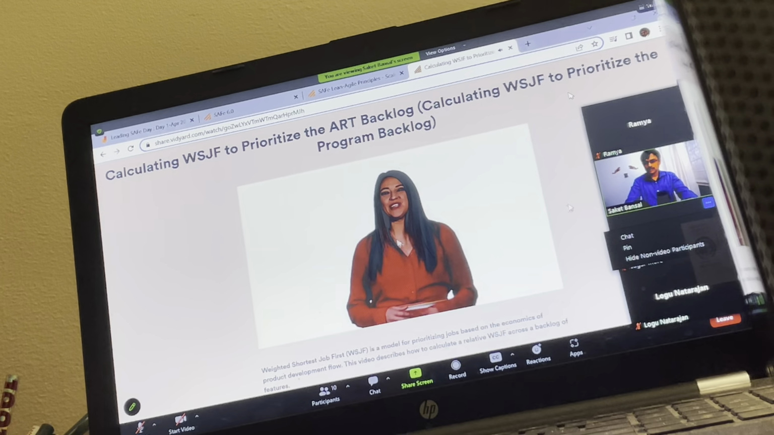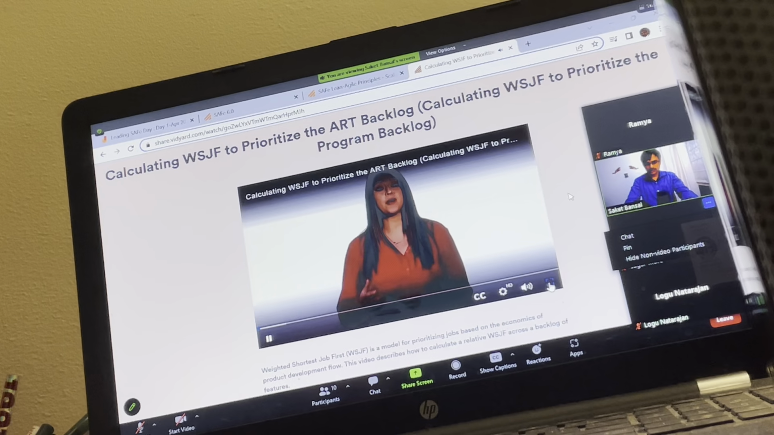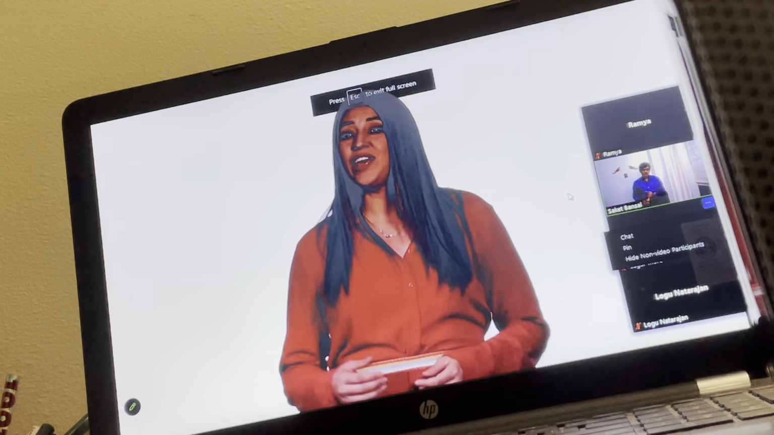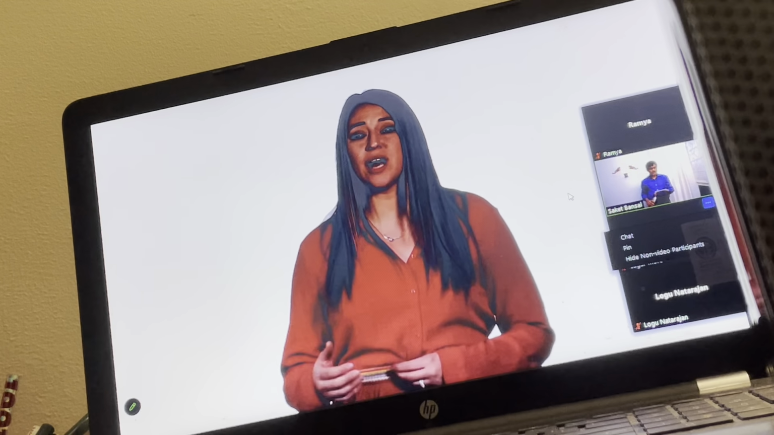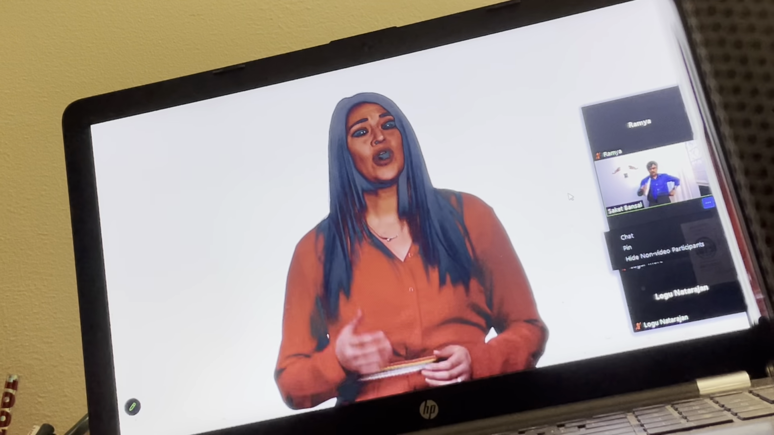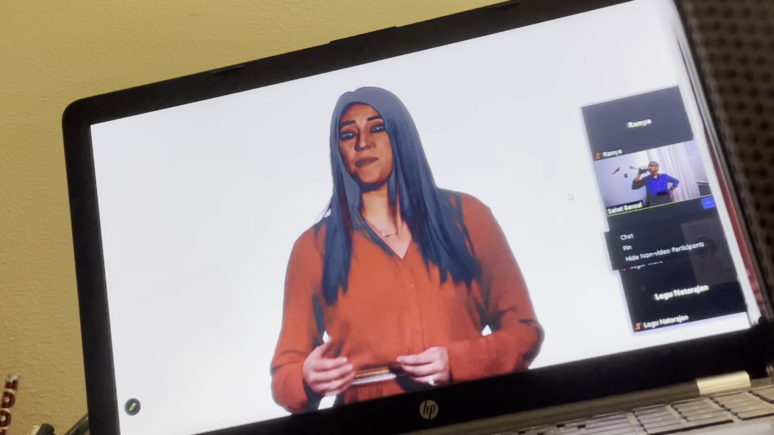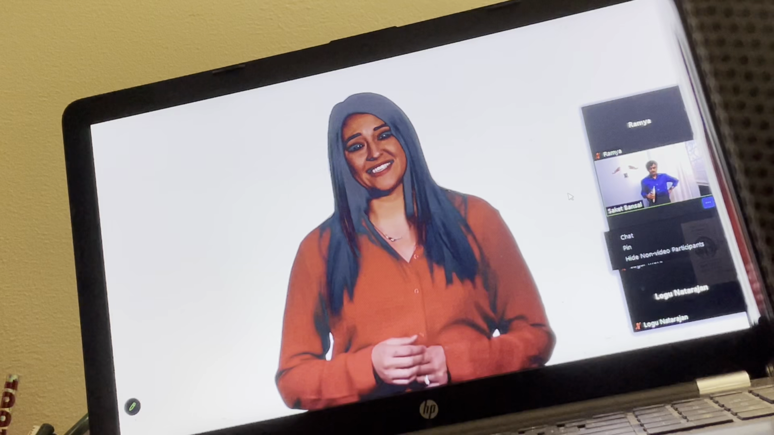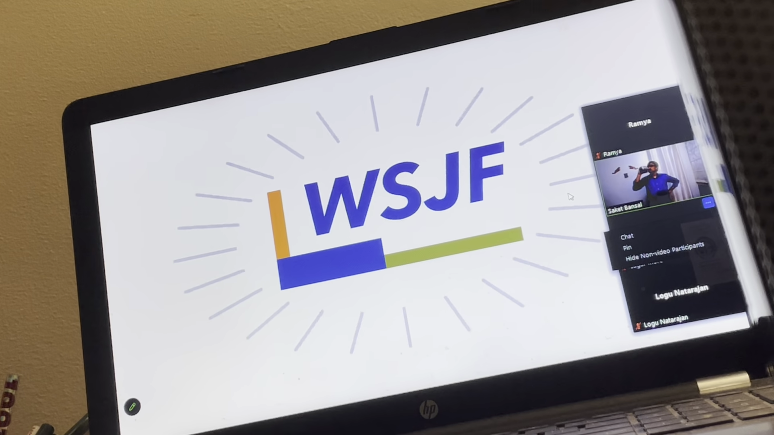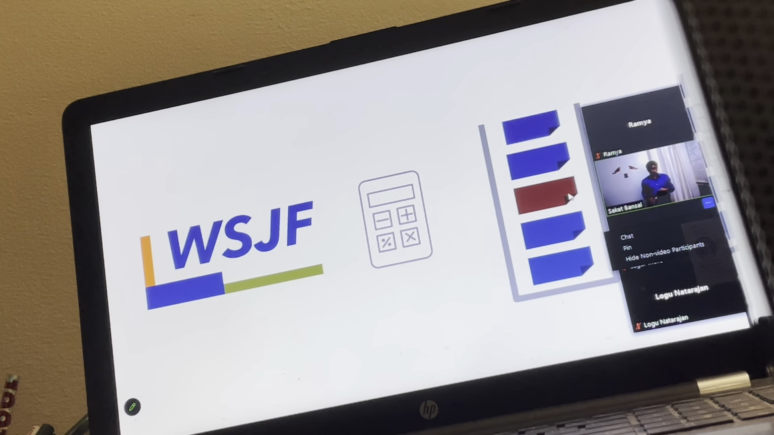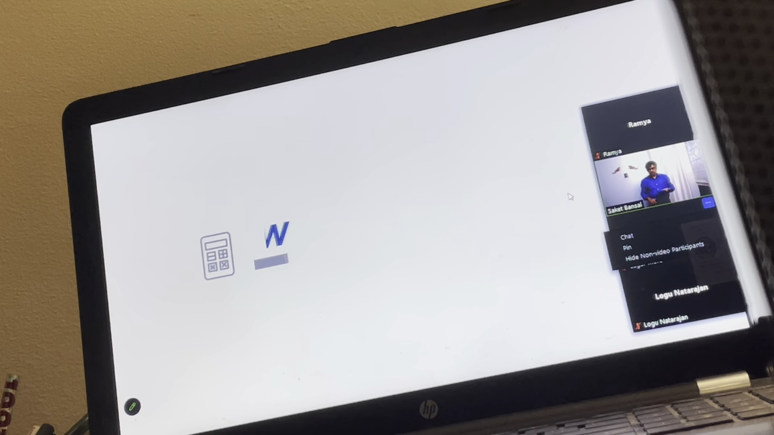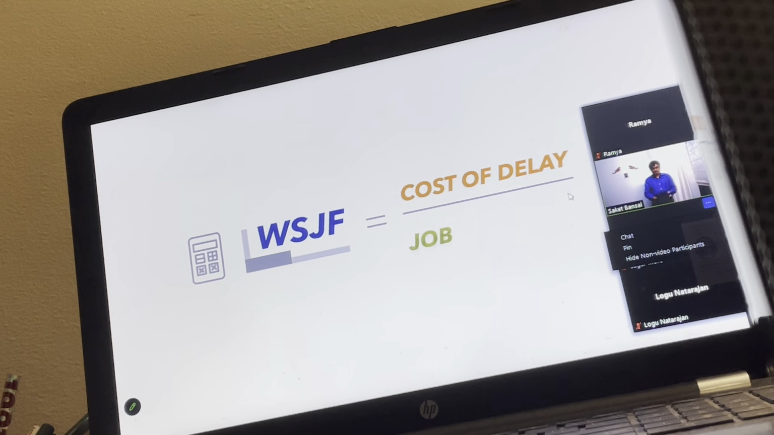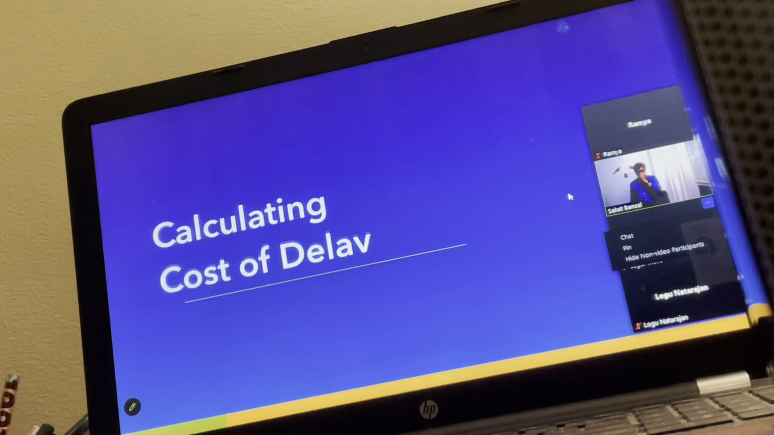Weighted Shortest Job First, or WSJF, is a model for prioritizing jobs based on the economics of product development flow. You can use WSJF to prioritize jobs of any type. In SAFe, we use it to prioritize epics, capabilities, and features as they work their way through the respective Kanban systems. This video describes how to calculate relative WSJF across a backlog of features. To calculate WSJF, we need to estimate the numerator, cost of delay, and the denominator, job duration.